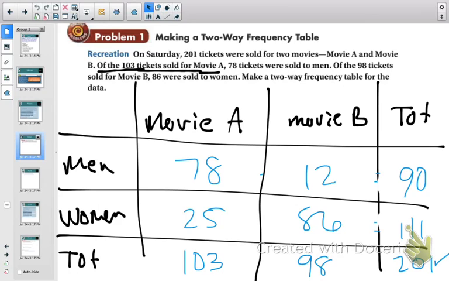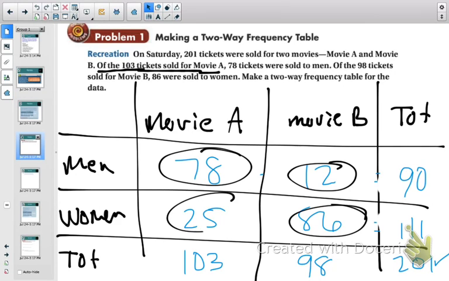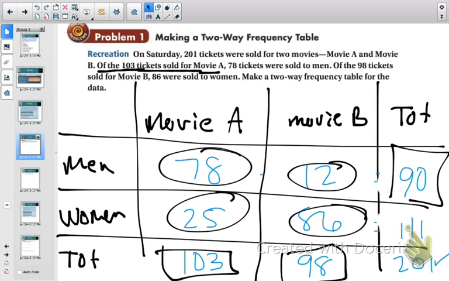Again, these are joint frequencies here. These in the boxes are marginal frequencies because they correspond to the totals. Okay, next.